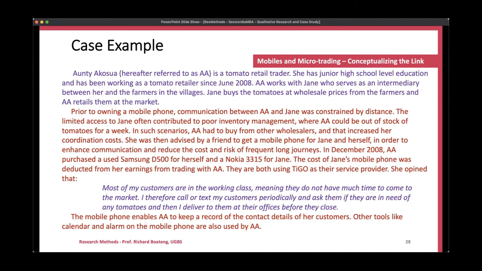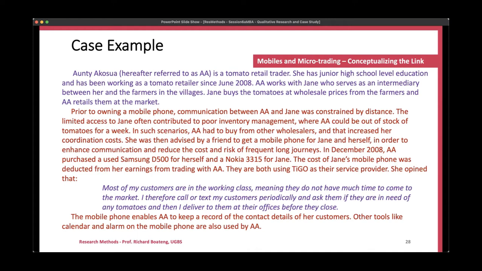Okay. Maybe I should call it the social context, the social business context that she works in. The second paragraph is going to explain the historical context, which is more about the phenomenon of study. So this particular historical context reflects on how AA came to own a mobile phone. Prior to owning a mobile phone, communication between AA and Jane was constrained by distance.